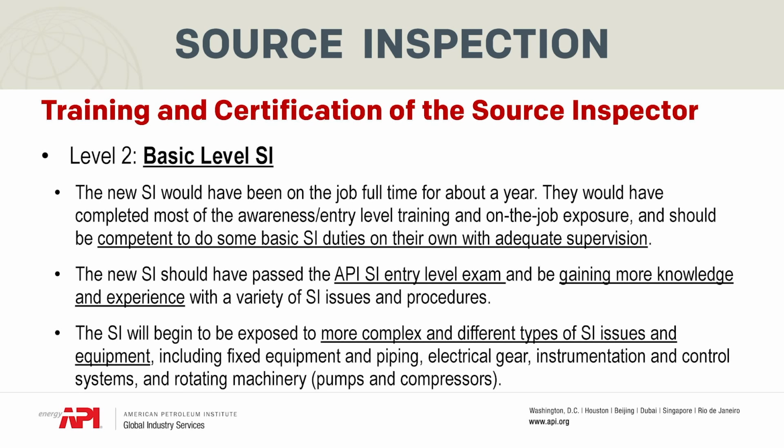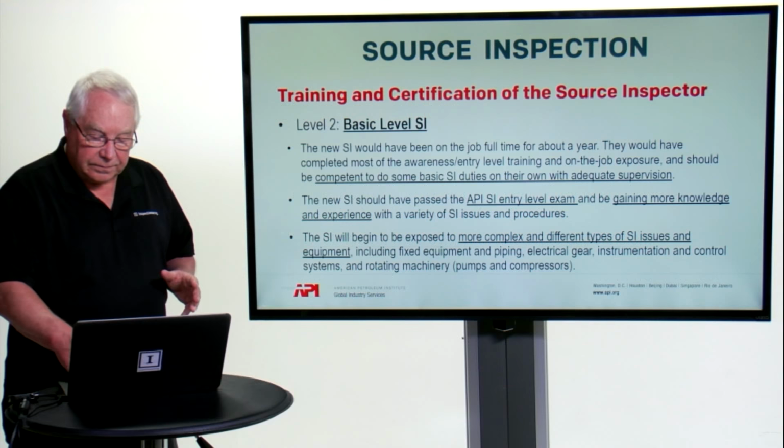And of course, that is level 2, basic level inspection. Here's where the new source inspector would be full-time on the job for about a year or so. They would have completed most of the awareness and entry-level training and a lot of the on-the-job exposure that is necessary, and would be becoming a more competent basic source inspector and can perform as necessary, but still with adequate supervision.